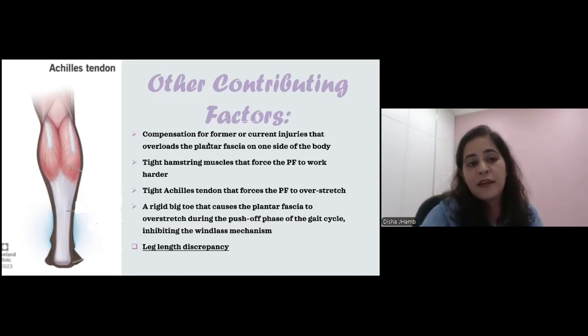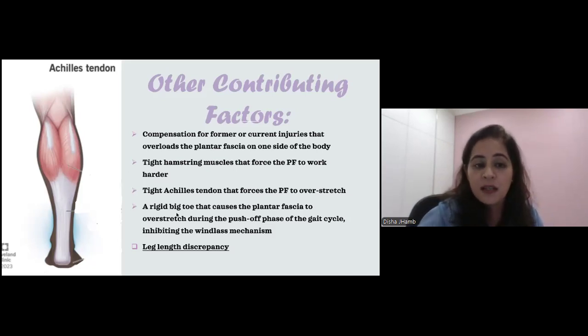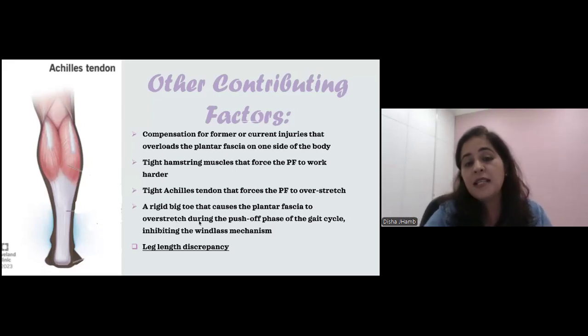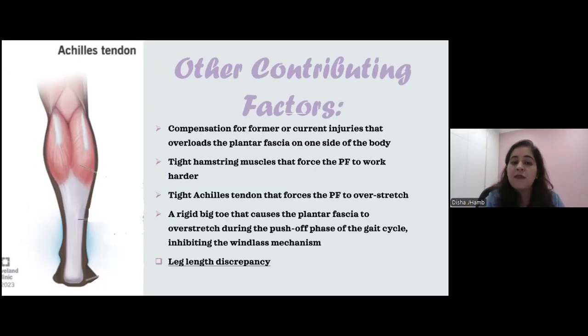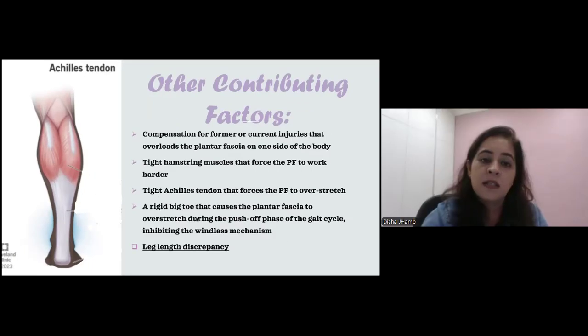At the same time, if there is any tension in the hamstring muscle, so this is the hamstring muscle, the muscle on the back of your thighs, this is the calf muscle, and this is your Achilles tendon. If there is any tightness in these three groups, that also makes a person very predisposed to this problem. A rigid big toe: big toe flexibility is very important in the biomechanics of the foot. If there is rigidity, that also disturbs the normal gait pattern and can cause this problem.